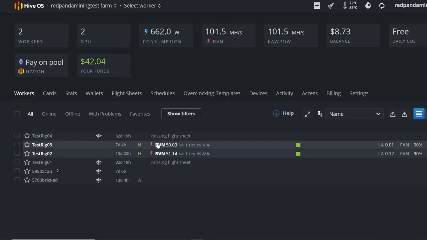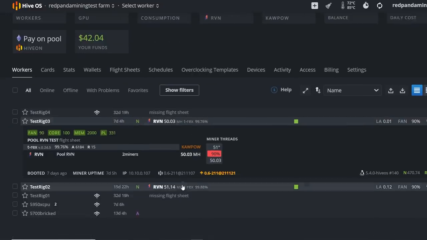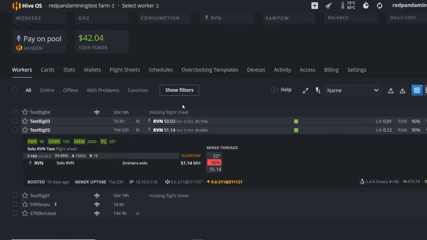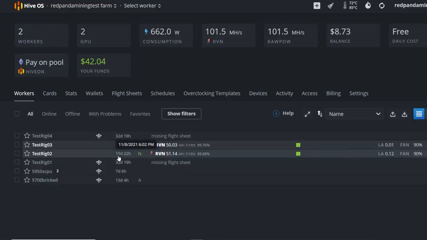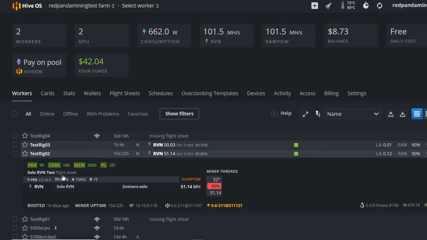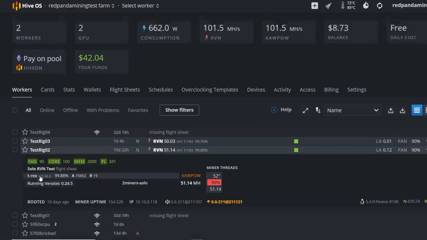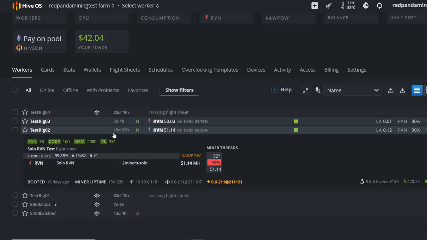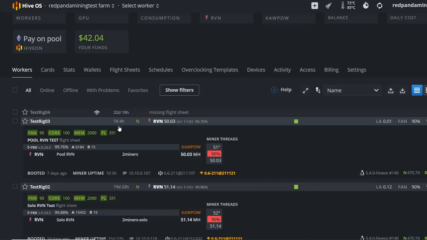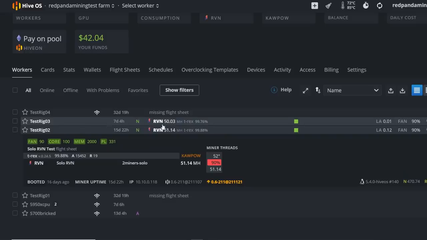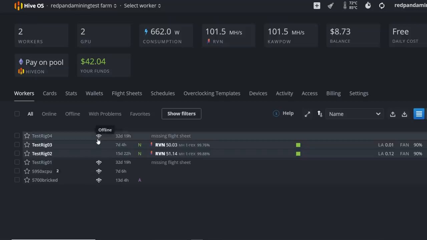But anyways, here is the HiveOS, showing my two rigs here. I can show you the full rig that's solo mining right now, Solo Raven test. This one's been up straight 15, almost 16 days now. But my other one here, which is the pool Raven test, I accidentally restarted it. So the rig restarted, but it's generally been mining the exact same time as my solo 3090.